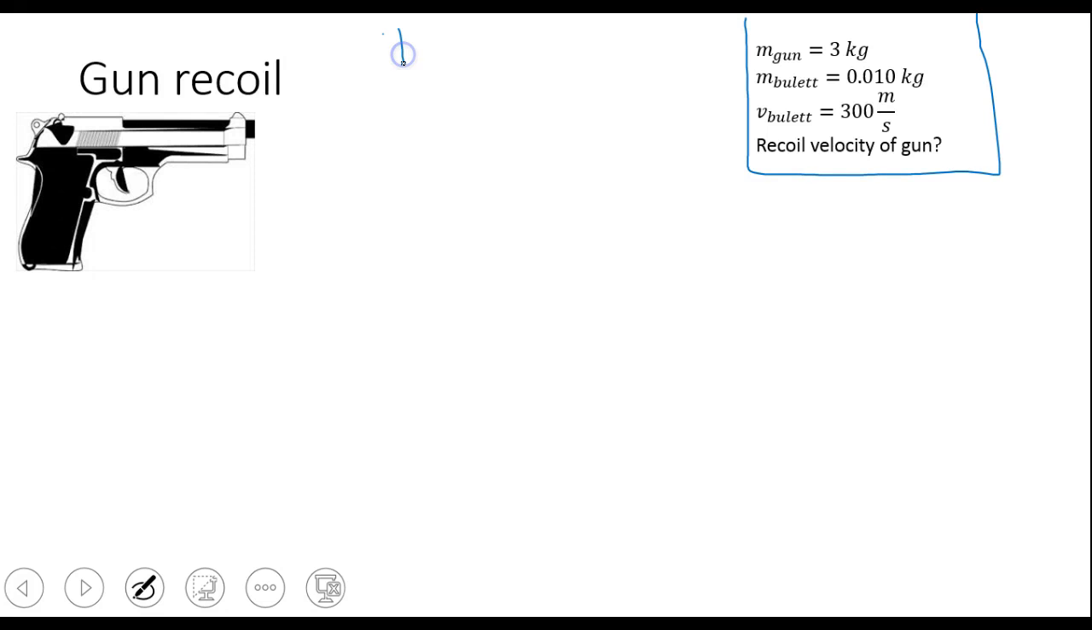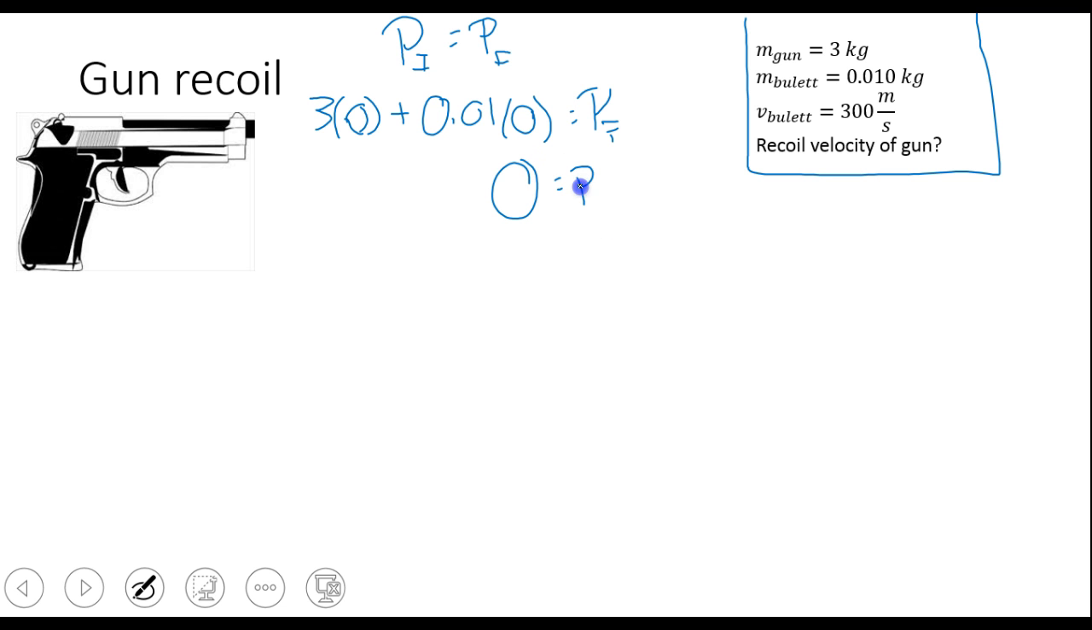I'm always going to start this problem with initial momentum equals final momentum of the system. The momentum here is the mass of the gun times the initial velocity of the gun. Before it's fired, the gun's not moving, right? And neither is the bullet. So the total initial momentum of that system is going to be 0, which means that the total final momentum has to be equal to 0 as well.